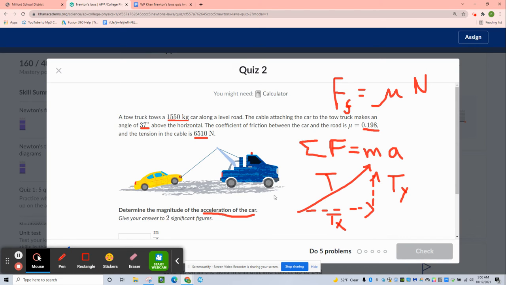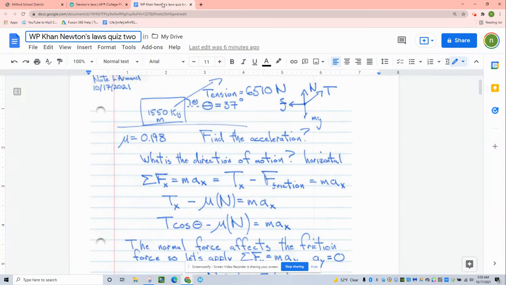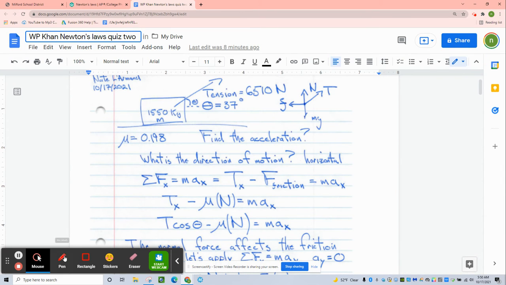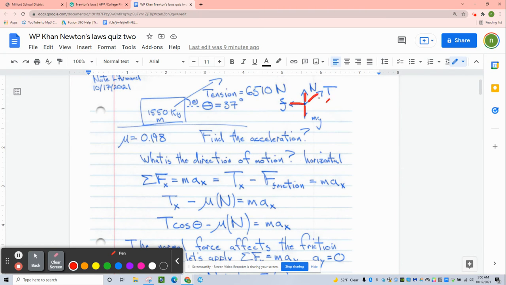Anyway, this problem's a little too complicated for me to draw on the screen, so I prepared a solution. Here's my concept sketch. I have the mass, 1,550 kilos. Here's the coefficient of friction, 0.198. The tension is 6,510 newtons, and the direction is 37 degrees above the horizontal. Here's my free body diagram. This is really important because it helps us think about the direction of all four forces. Weight is down, normal is up, friction is negative x, and tension is a mixture of horizontal and vertical.